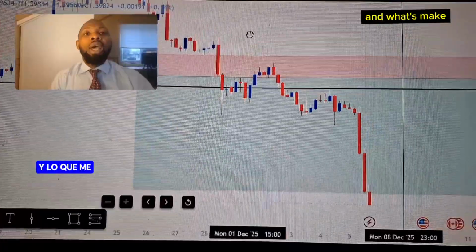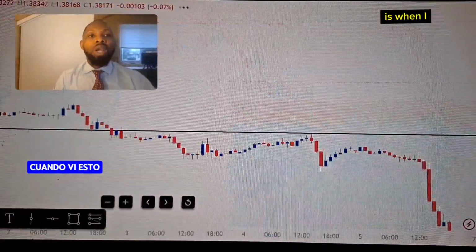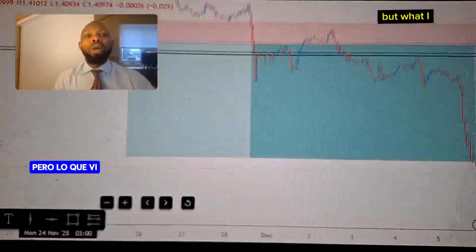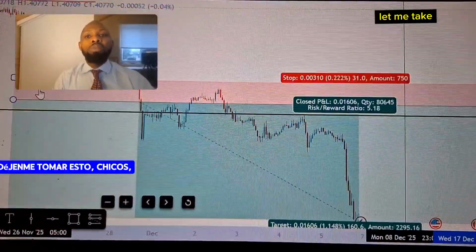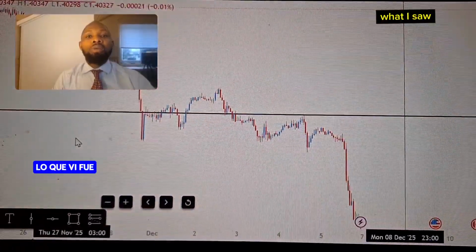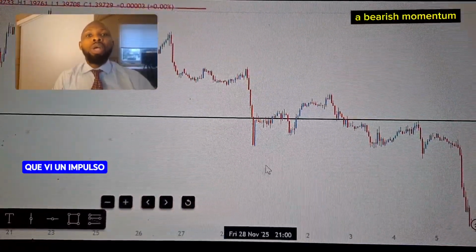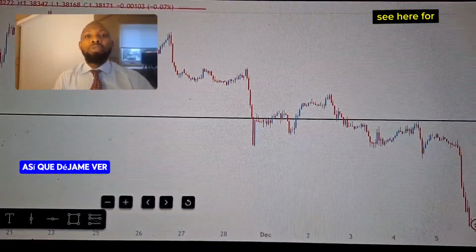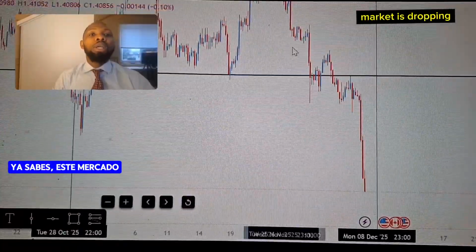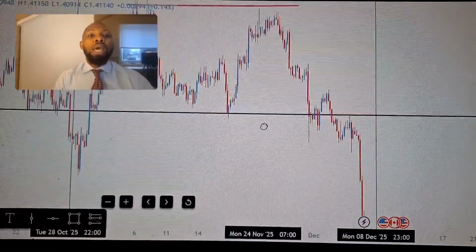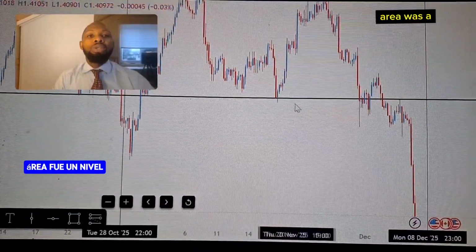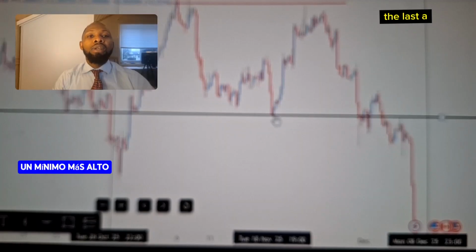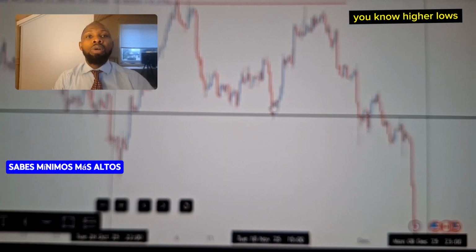What made me pay attention when this happened wasn't something I actually wanted to trade. Let me take this so we can have it very clear. What I saw was a bearish momentum. You see, this market is dropping. On the 4 hour time frame, this market is dropping to this area. It dropped, and remember, this area was a previous support level, which was the last higher lows.